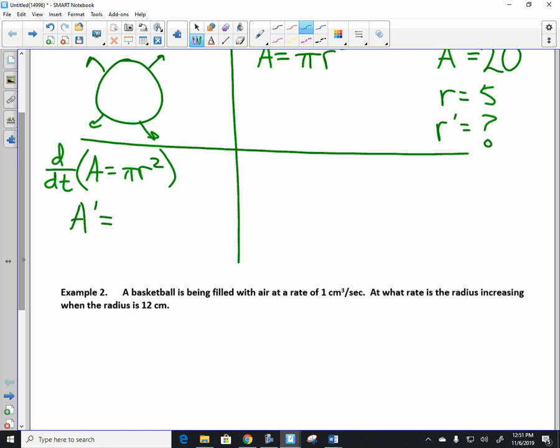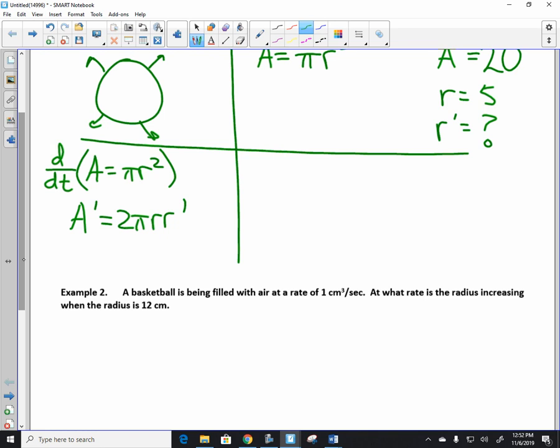Pi r squared. Pi is just a constant. So if we take the derivative of pi r squared, 2 pi r, r prime. So you attach an a prime, you attach an r prime, because you're not taking the derivative with respect to area, you're not taking the derivative with respect to r, you're taking the derivative with respect to time.